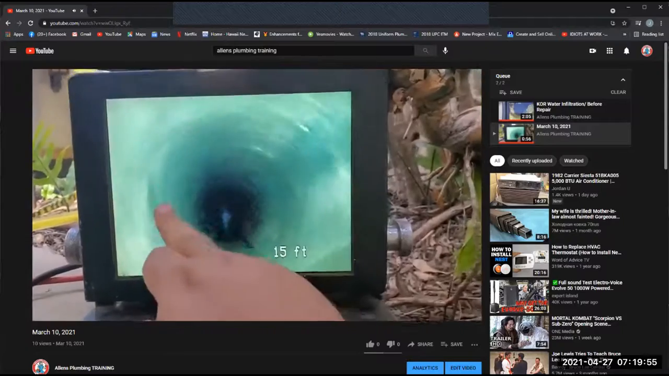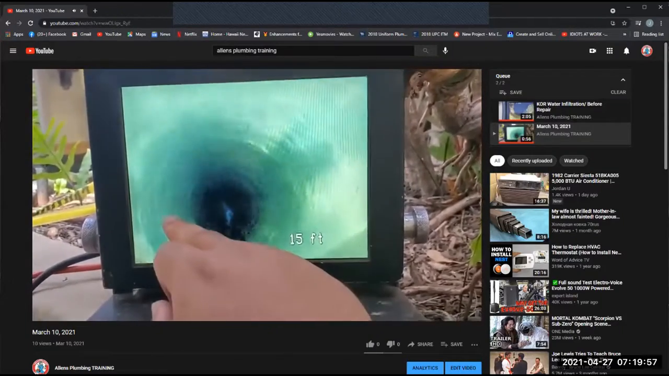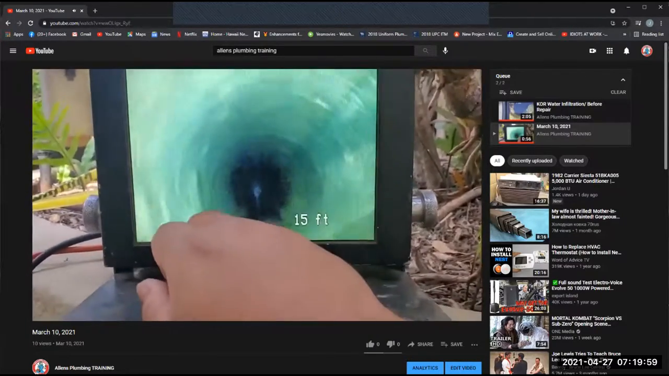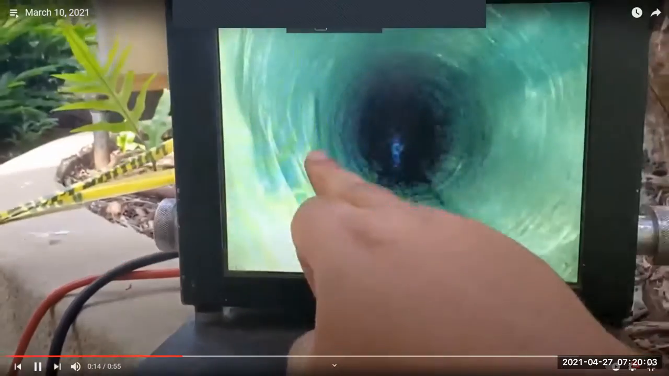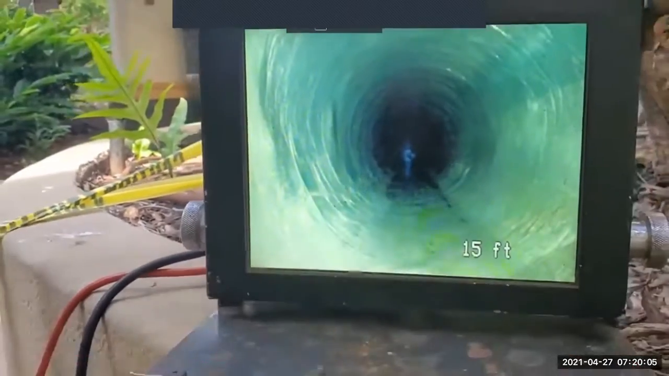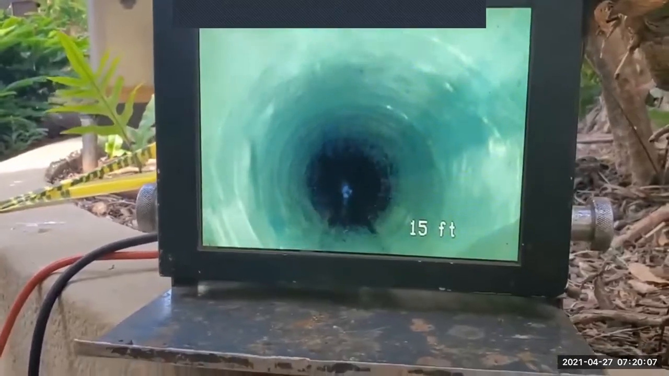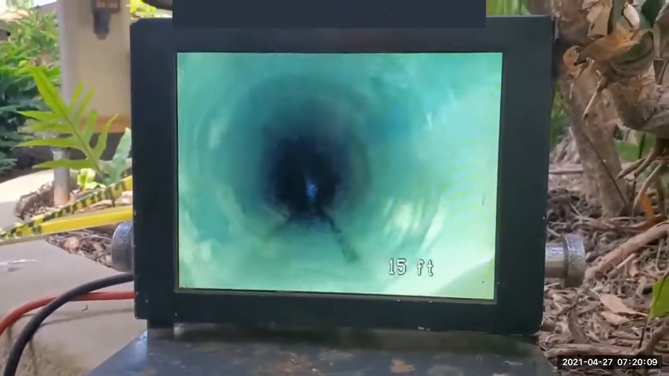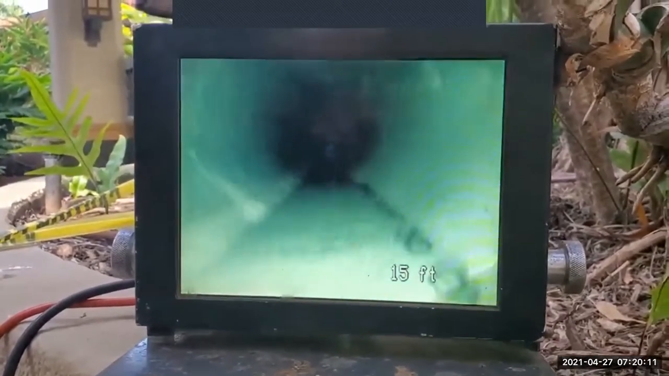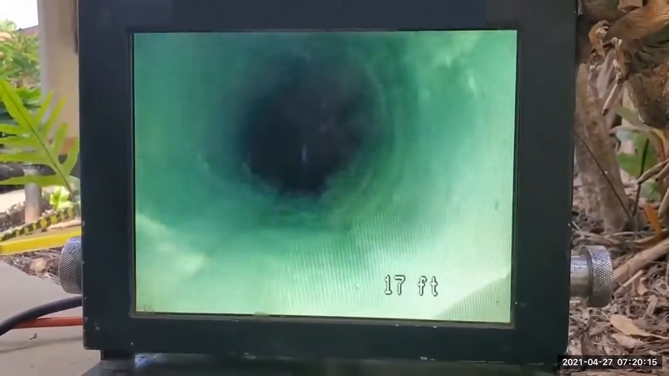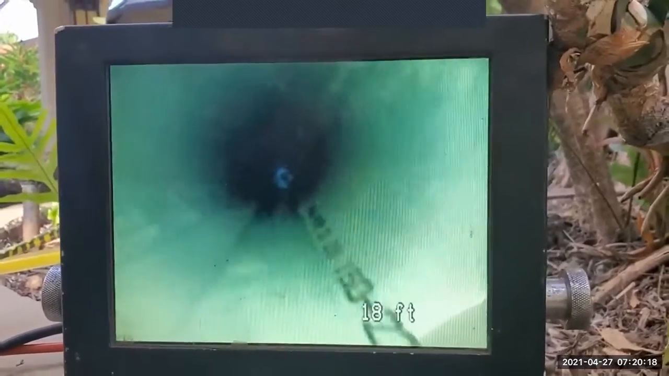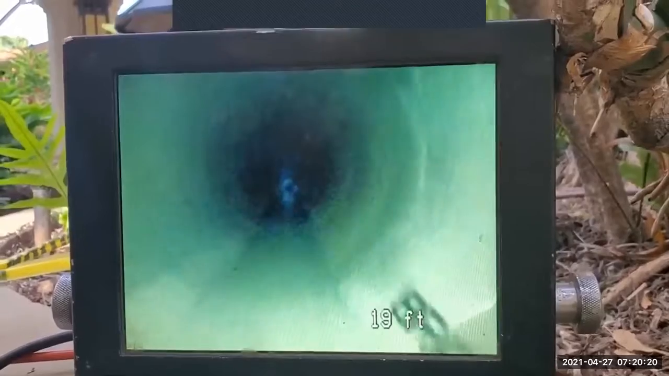So this is that tie-in. Back up. Right there, this is the tie-in that was there before. This is where we were getting the water infiltration before. Smooth transition with the 8 inch.